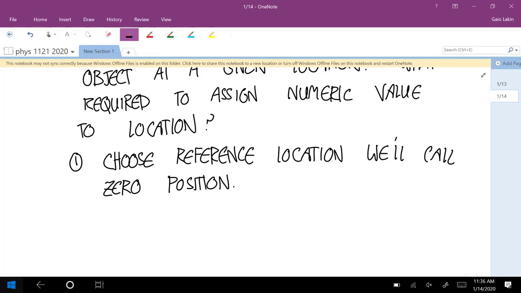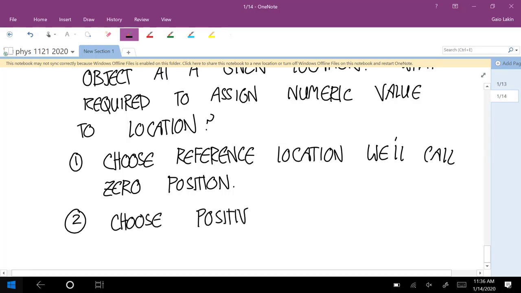And then second, since we're dealing with motion only along a line, and there's only 2 possible ways you can go, we need to choose a direction that we're going to call positive. So we have to choose a positive direction.